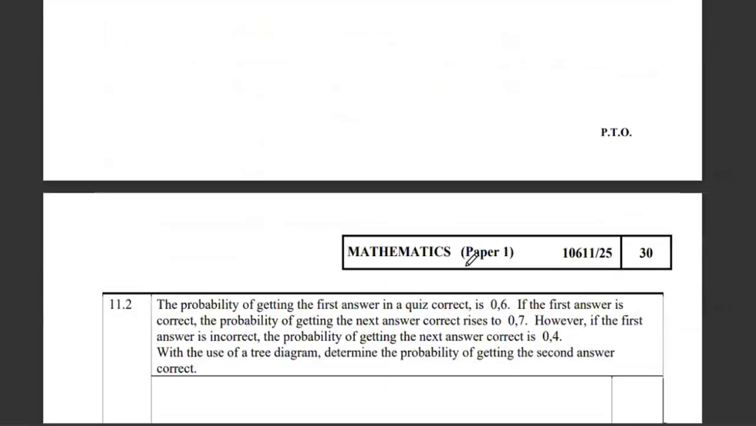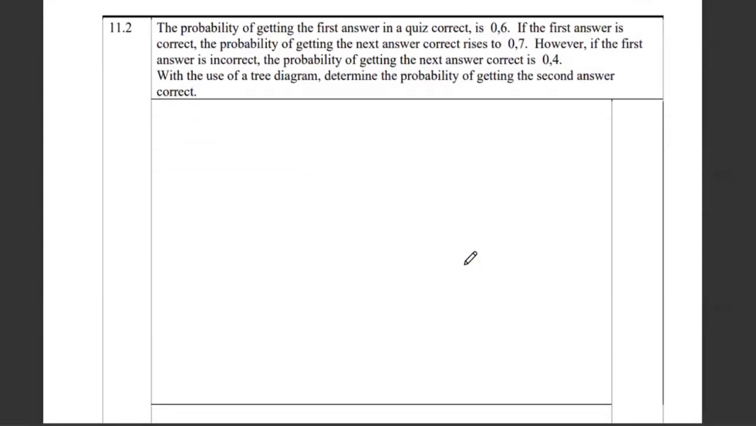All right, then 11.2. Probability of getting the first answer in a quiz is 0.6. If the first answer is correct, probability of getting the next is 0.7. However, if the first answer is incorrect, probability of getting the next is this. With the use of a tree diagram, determine the probability of getting. Okay, so let's see. First answer correct, wrong. So this is going to be 0.6. This should be a 0.4.